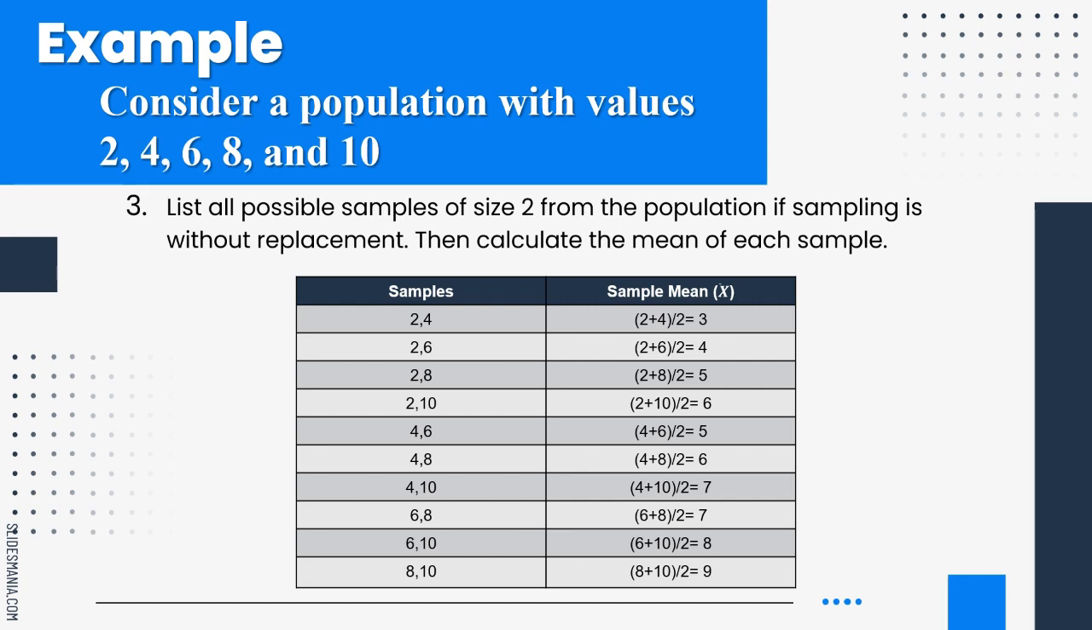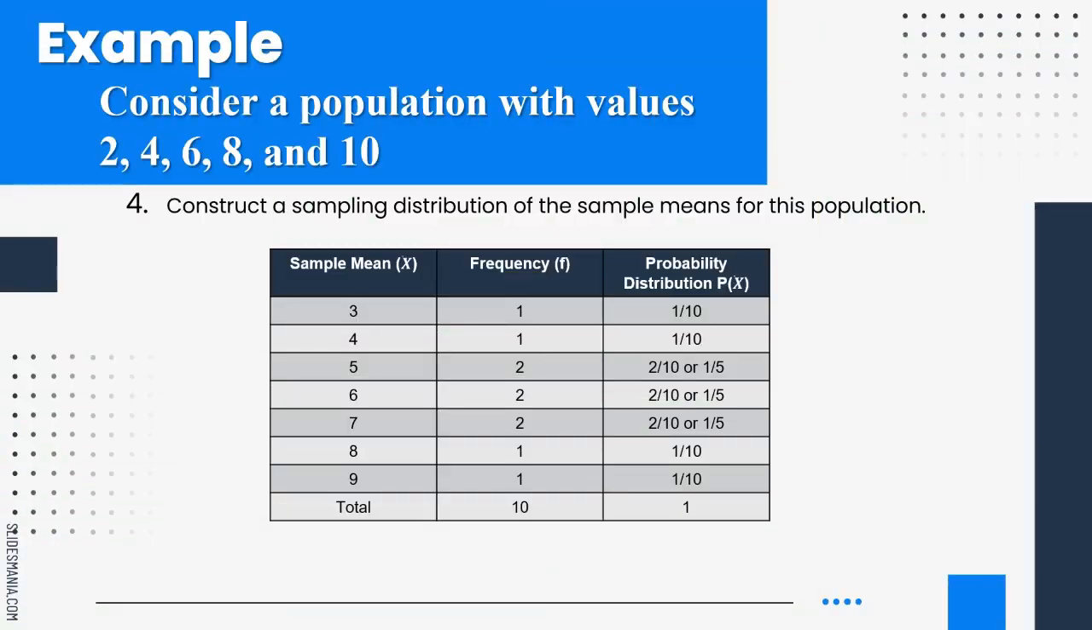and then 6 plus 10 divided by 2 is equal to 8, 8 plus 10 divided by 2 is equal to 9. Now, let's construct the sampling distribution of the sample means for this population. We have 3 columns. We have the sample mean for the first column, our frequency, and our probability distribution.